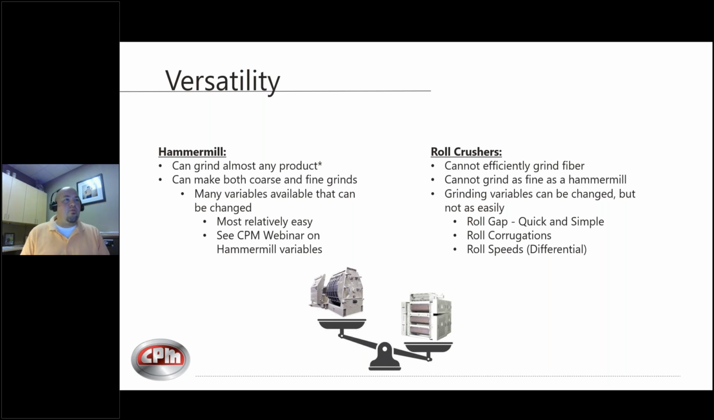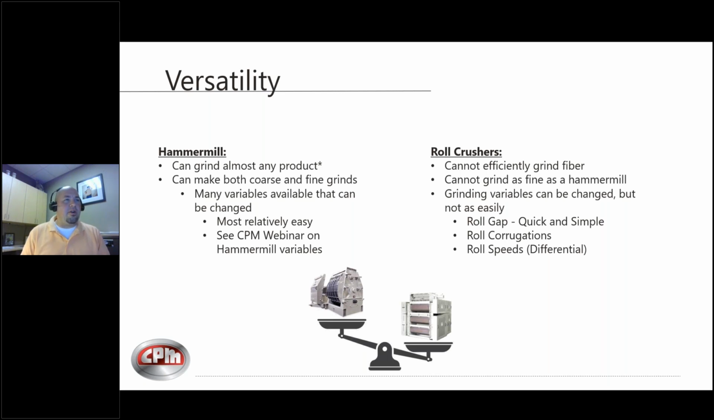So that is one nice thing on the hammer mill, there is a lot of versatility to it. And then with roll crushers, like we talked about, we don't have the ability to grind fiber through there, but they also cannot grind as fine as a hammer mill can. They are more energy efficient, but they just can't grind as fine. So that's where we get in that gray area of using both machines.